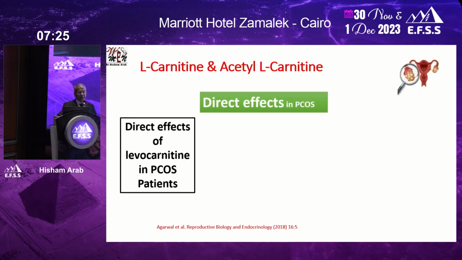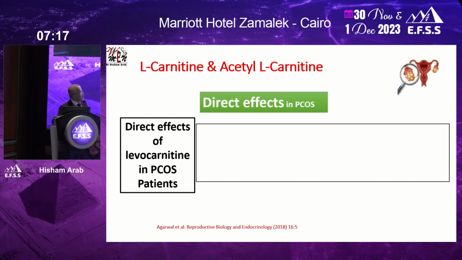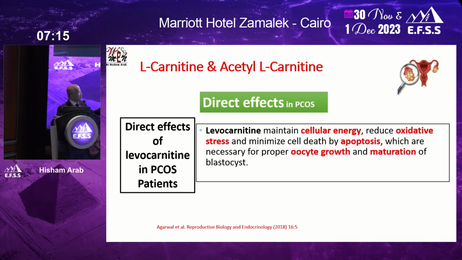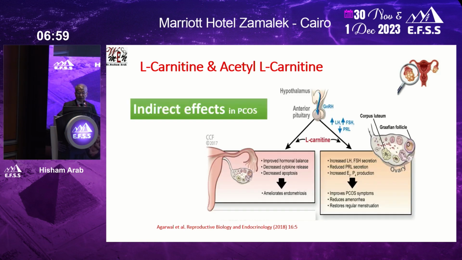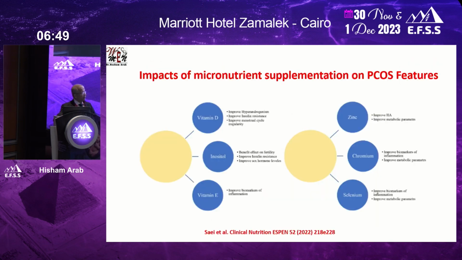So what we see here is, for example, L-carnitine, acetylcarnitine as an example, where it has been shown that it will maintain the cellular energy, reduce oxidative stress, and also minimize the cell death, which is apoptosis, which are necessary for oocyte growth. So it has that kind of direct effect on the follicles. At the same time, it has an indirect effect by affecting the gonadotropin release and the GnRH, and that's how we have a better outcome with PCOS.